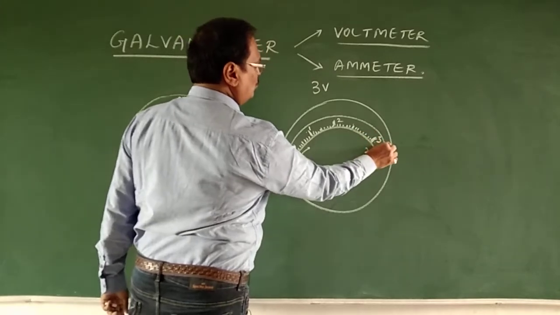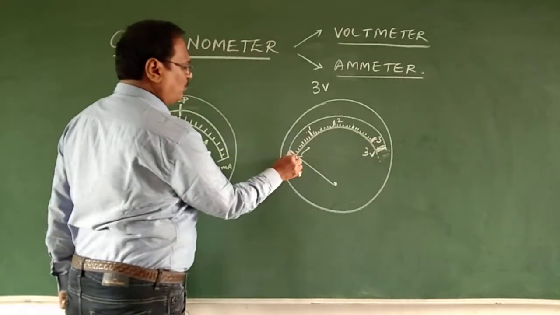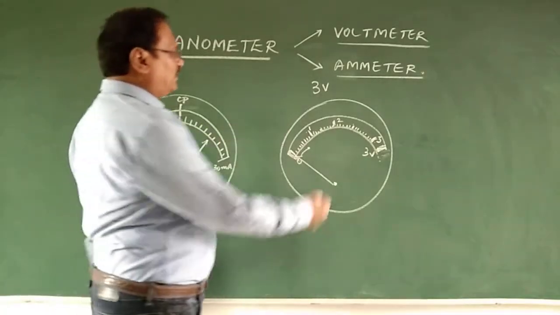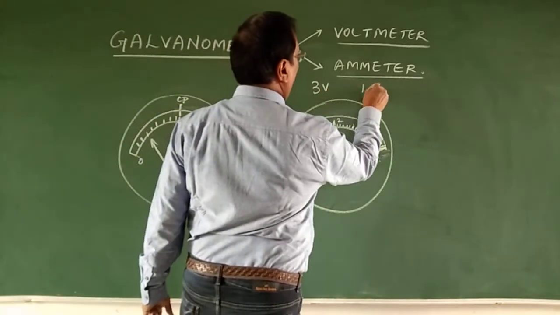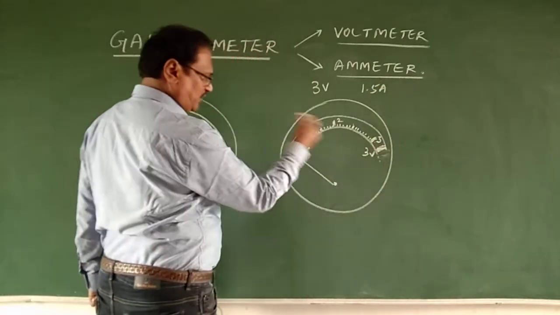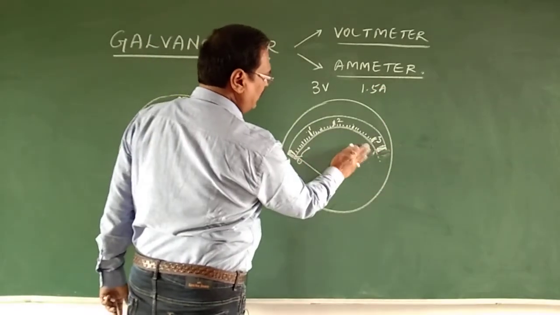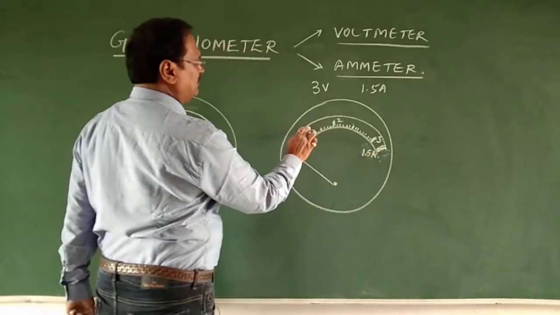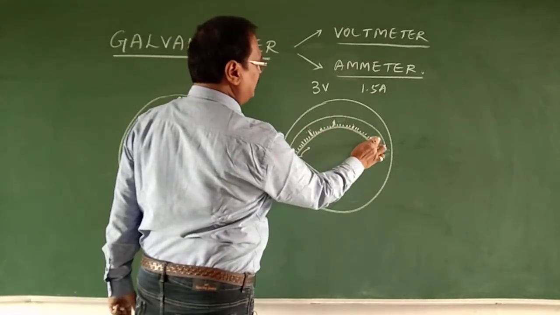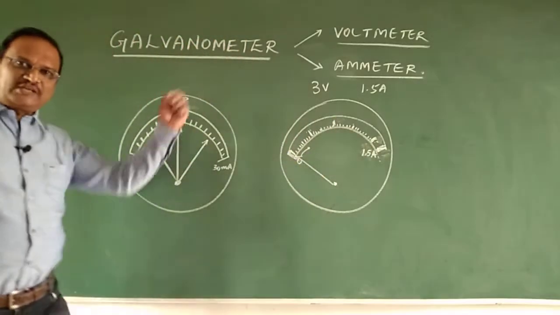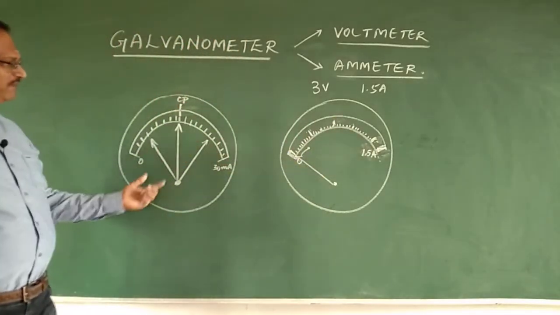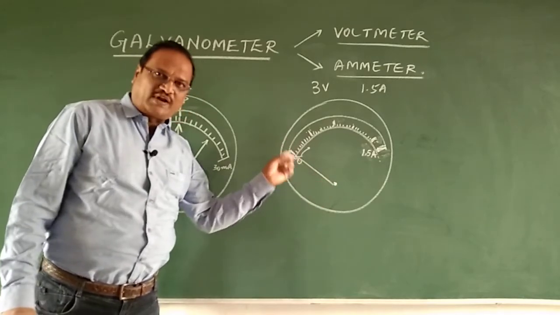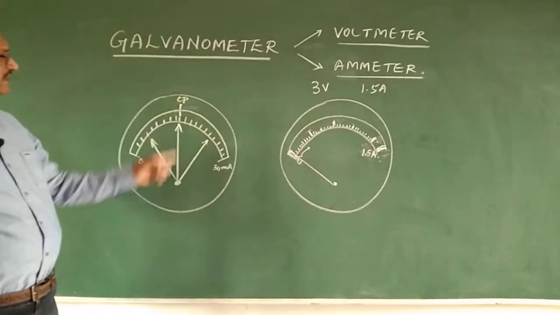Fine. So now let us say I have an ammeter, the same scale, for example 1.5 ampere you want to measure. It will have 0 and its maximum range will be 1.5 ampere. Then these values also will accordingly change. And you see the main difference between galvanometer and ammeter or voltmeter. They have the scale at one end, while the galvanometer has it at the center.